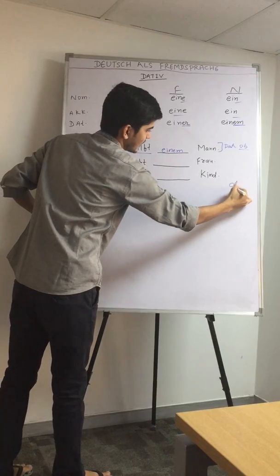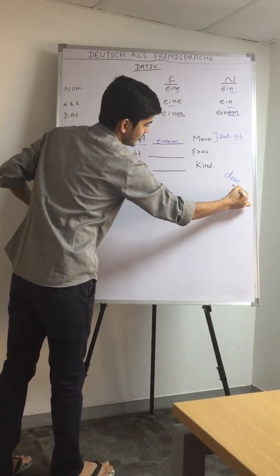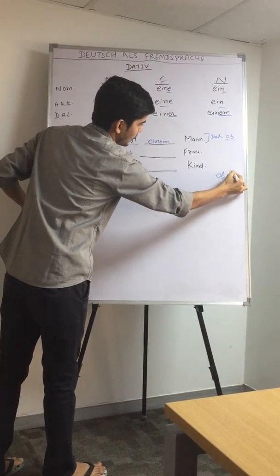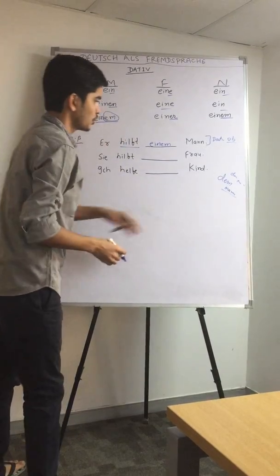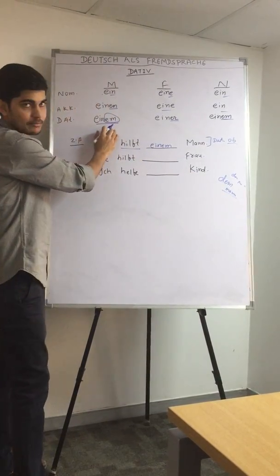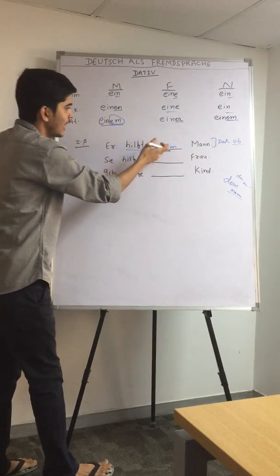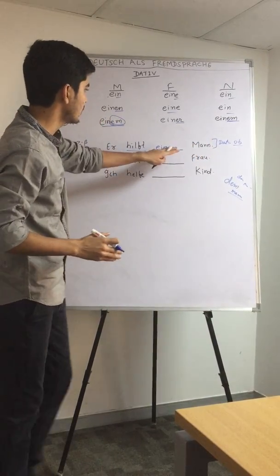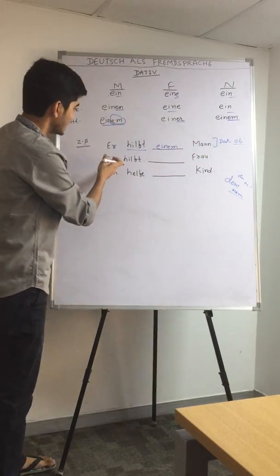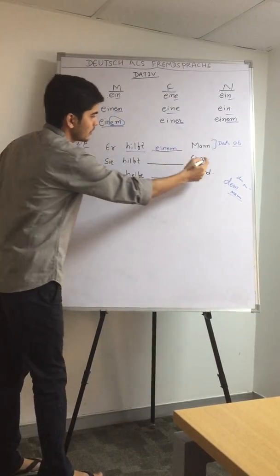So Mann is dem Mann. Dem Mann in dative, or der Mann in nominative. So dem changes to einem in indefinite article. Einem Mann. Er hilft einem Mann. He helps a man. Sie hilft Frau.